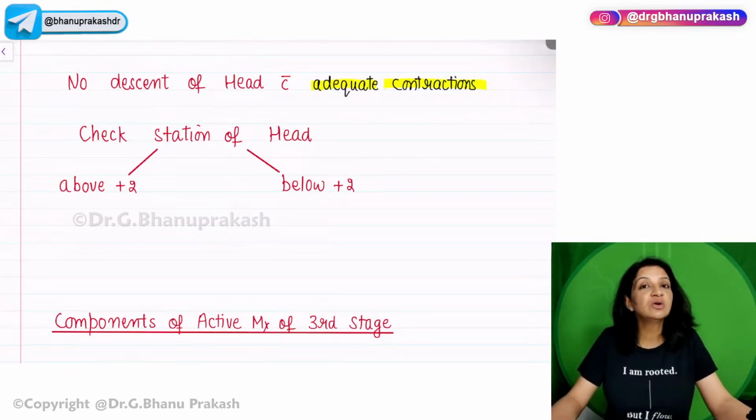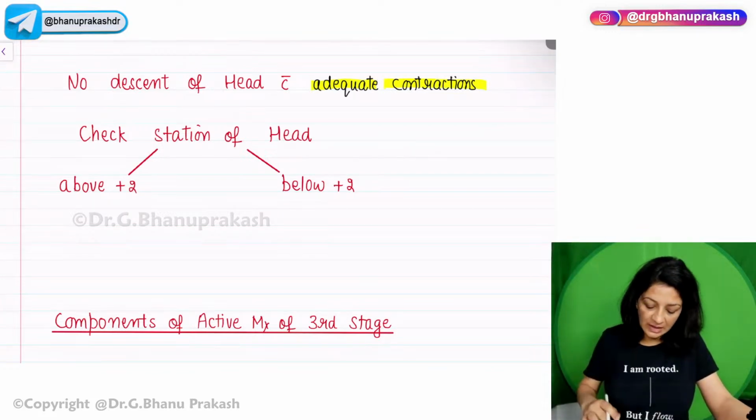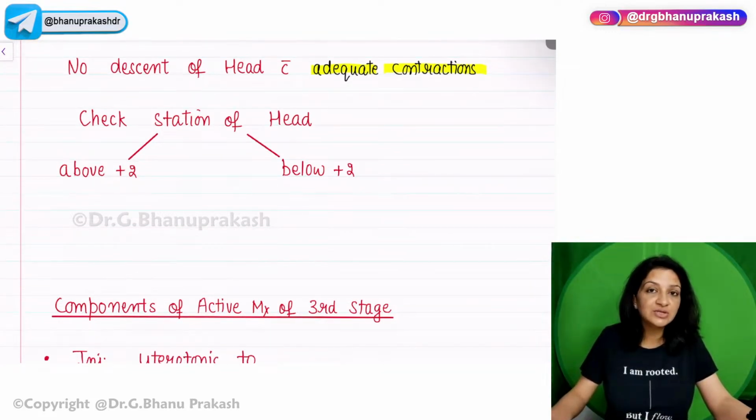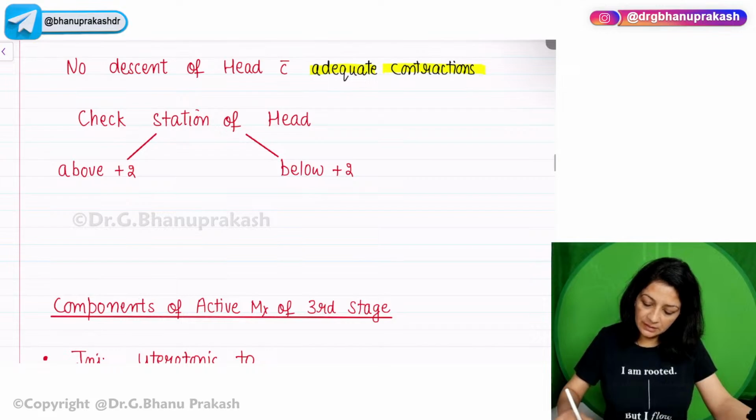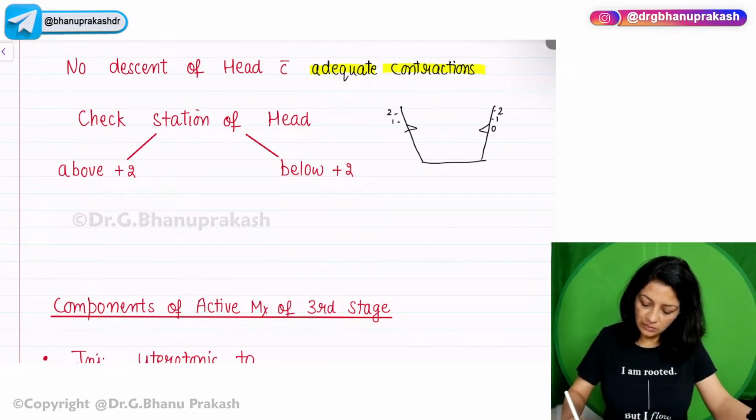So then check the station of the head. Ischial spine के levels पे हम क्या करेंगे? PV करेंगे और check करेंगे at the level of ischial spine के fetus का head का station क्या है. Okay, if the station is above +2, see, this one is the pelvis. Okay, so these are the ischial spines. 0, -1, -2, 0, +1, +2.